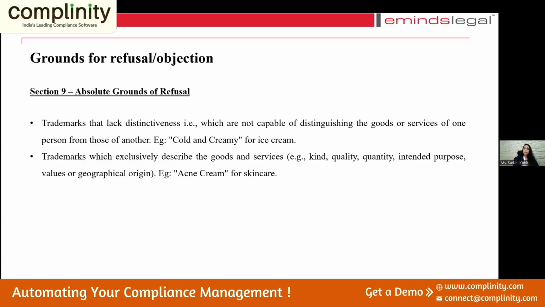Trademarks which exclusively describe the goods and services, for example, kind, quality, quantity, intended purpose, values or geographical origin. Example, acne cream for skincare. If you want to file a trademark for acne cream, you cannot file it for skincare because it describes your goods and services. It has to be something which is not describing your goods and services.